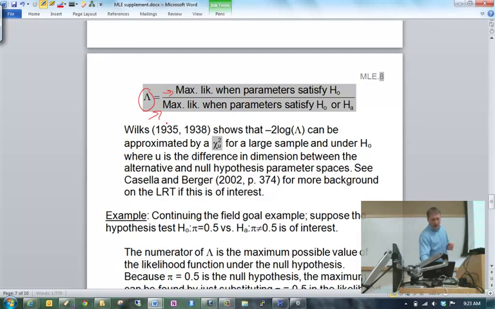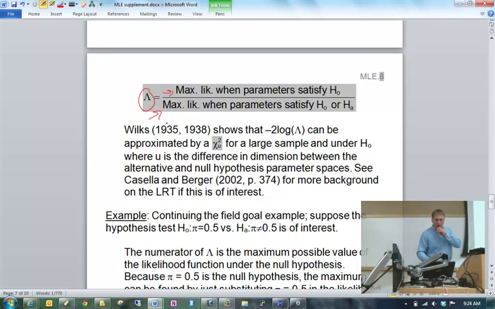And then the denominator, we're going to look at the maximum possible value of the likelihood function when either H0 or HA is true. So, either or. So you can see that this is going to be a little bit less restrictive. And what ends up happening then is the denominator will always be greater than the numerator, because the numerator essentially is a special case of the denominator. And how close that numerator is to the denominator, in other words, how close this lambda is to 1, gives us some important information about the truth of the null hypothesis.